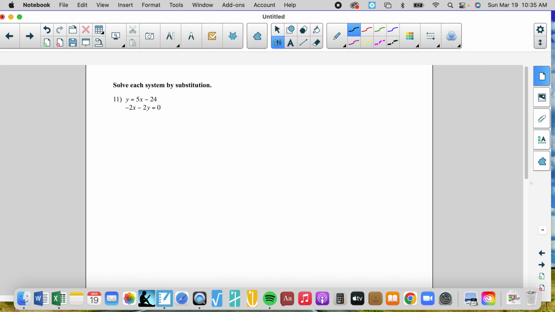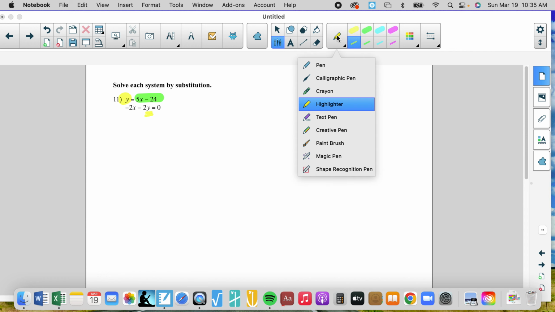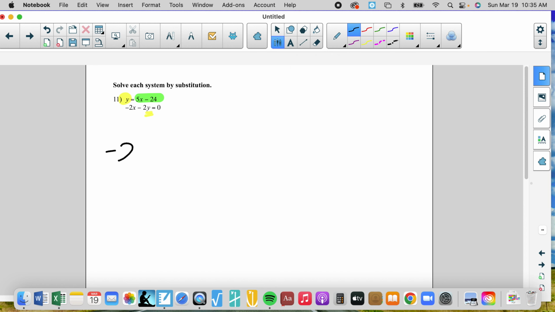So we're going to use the substitution method. Our goal in using the substitution method is if we isolate for one variable, and then we take that and substitute it back into the other equation. So if we write this bottom equation, -2x minus 2, instead of writing y, we know that y equals this. So we're going to substitute what y equals, because y equals 5x minus 24. And then we're going to write the rest of the bottom equation. Hopefully that makes sense to you.